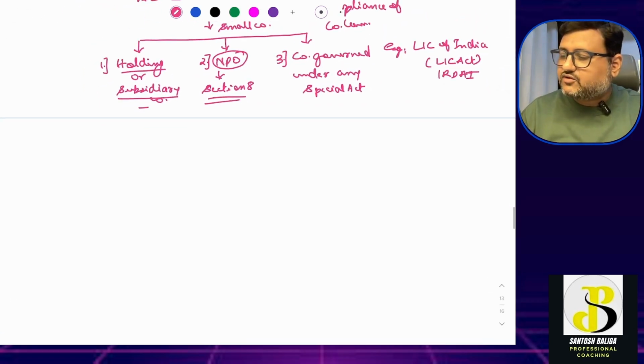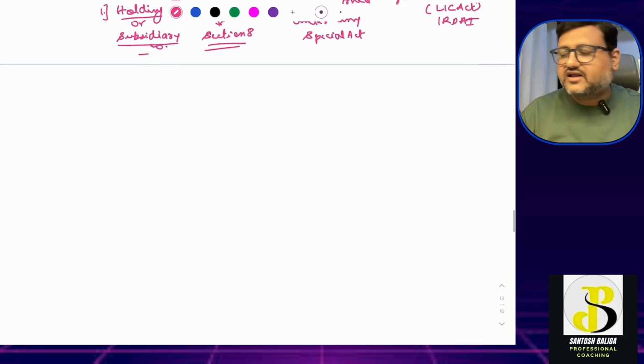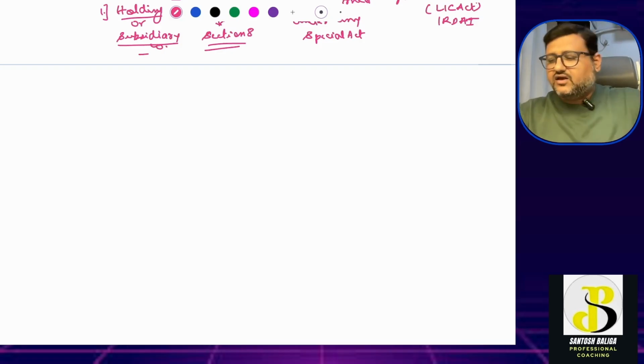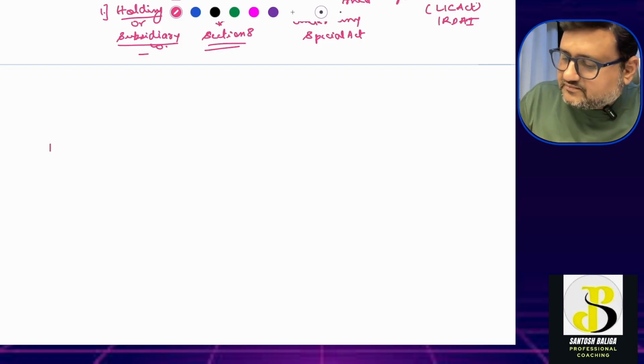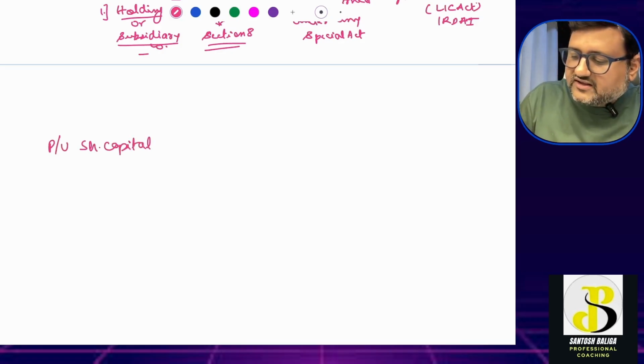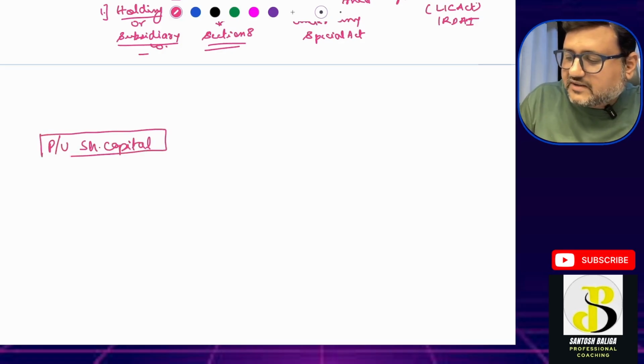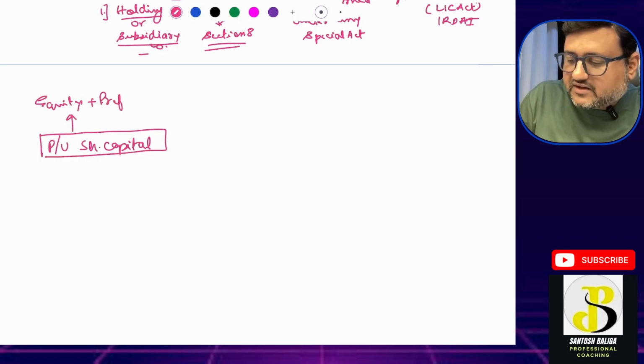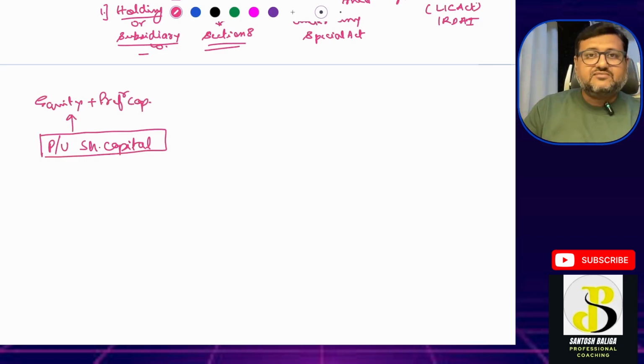In exams you will get some scenarios in the case study kind of a question where you will be asked to ascertain whether such company is a small company or not. So let us understand this from paid up share capital. One more point over here is that what has been specified in the criteria is paid up share capital. Paid up share capital will include equity share capital plus preference share capital. Please keep this point in your mind whenever you are calculating it.